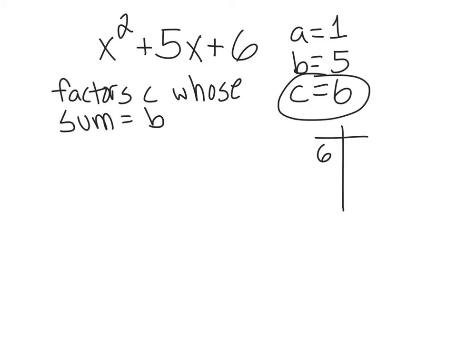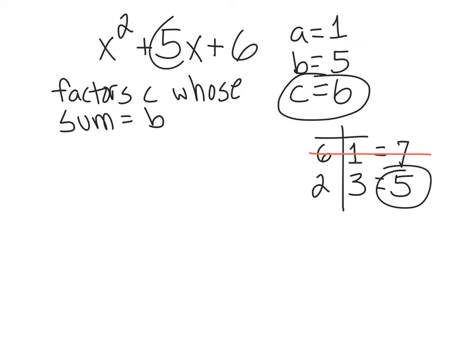I can go with 6 and 1. Let's start with that. If I do 6 plus 1, I get 7. That's not going to work. Boom, get rid of it. Let's try two other factors. How about 2 and 3? 2 times 3 gives me 6, doesn't it? And guess what happens when I add them? I get 5. What do you know? 5 also happens to equal b up here. So I have factored this.